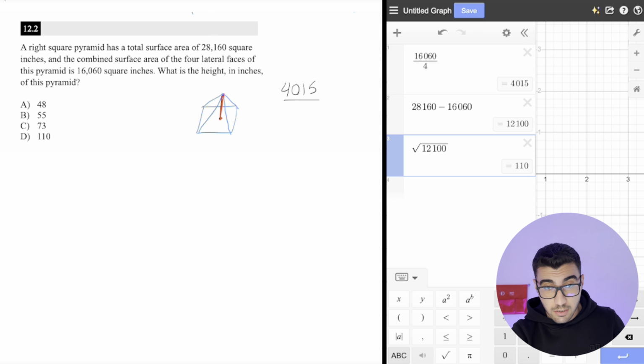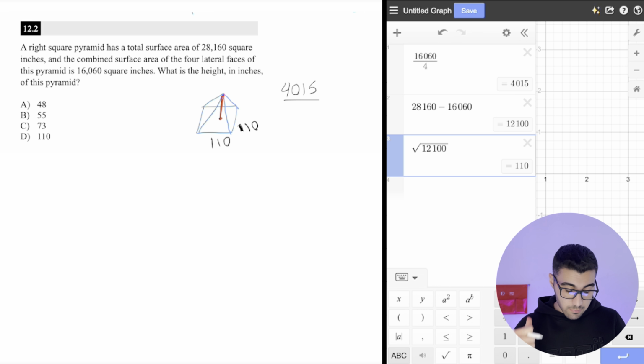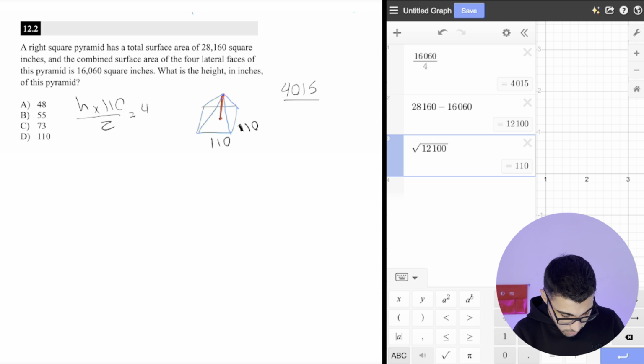So each side here is 110, right? 110 times 110 gives me the area of 12,100. And plus the area of the 4 lateral faces, we get 28,160, which is the total surface area of the pyramid. Now, we want to find this. We know these sides and we know the area of this. How do we find the area of this triangle? We do height times base divided by 2, right? So the height times base, which is 110, divided by 2 gave me 4,015.